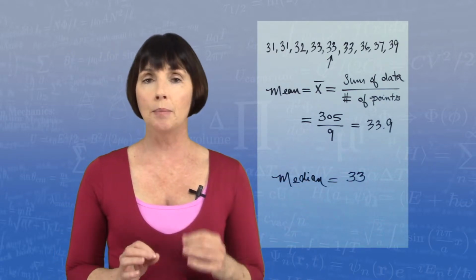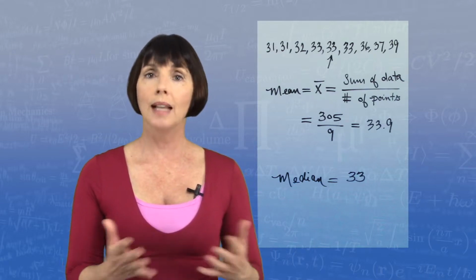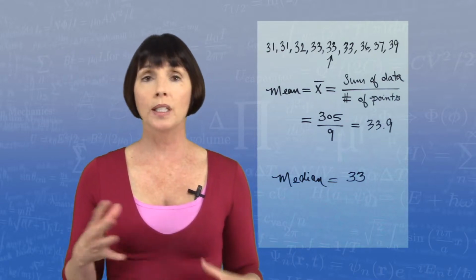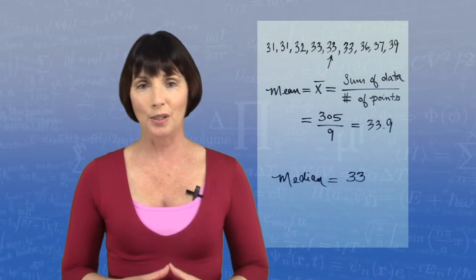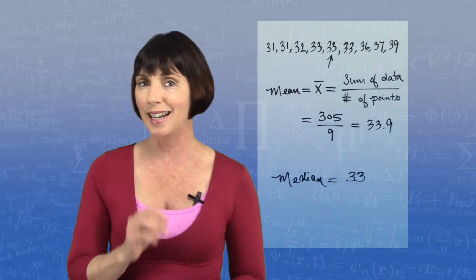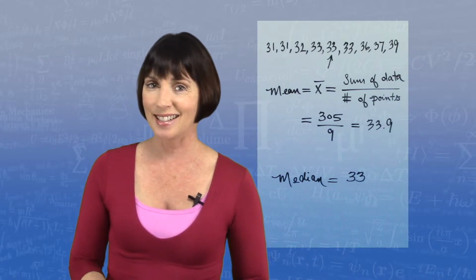Now, you'll notice my mean and median are quite close, and that makes sense. All of our data points are clustered in the 30s, so it makes sense that the mean and the median would be close together. But what if our data set changes a little bit? Let's look at that next.